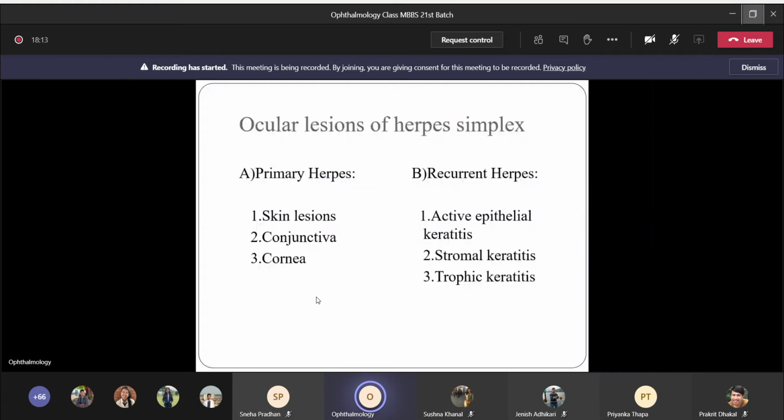So coming to the ocular lesions, herpes simplex is basically divided into primary herpes and recurrent herpes. In primary herpes, you have skin lesions, and ocular features in the conjunctiva and in the cornea, whereas in recurrent herpes, mainly the cornea is affected. Okay, so you can see it in the form of various types of keratitis, like active epithelial keratitis, stromal keratitis or trophic keratitis. Okay, so that's the recurrent herpes.